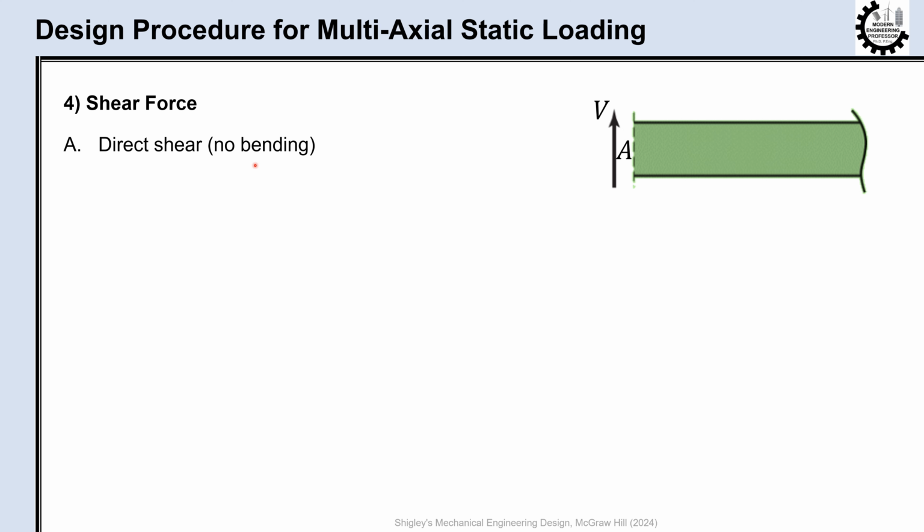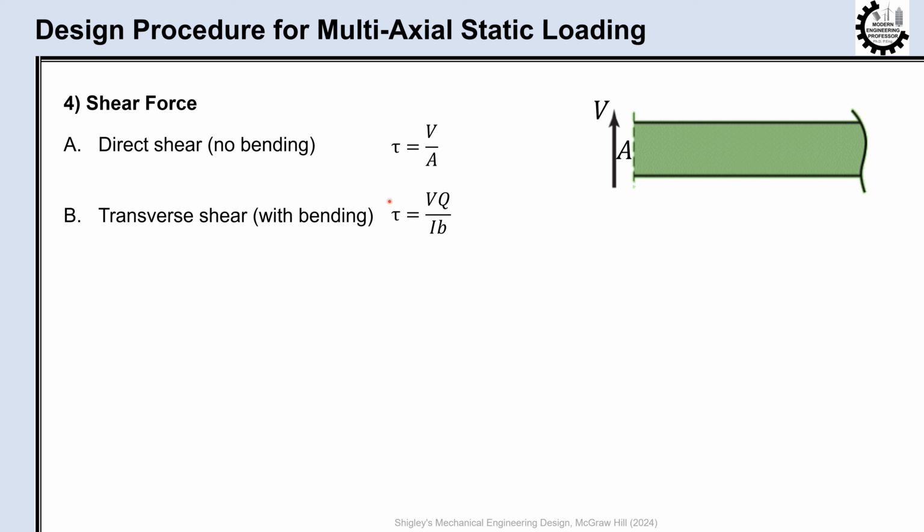This results in a shear stress. Tau equals V over A. This shear stress is uniform on the entire section. The second type is when shearing is accompanied with bending. In this case, the shear stress, also called the transverse shear stress, is calculated by VQ over Ib.